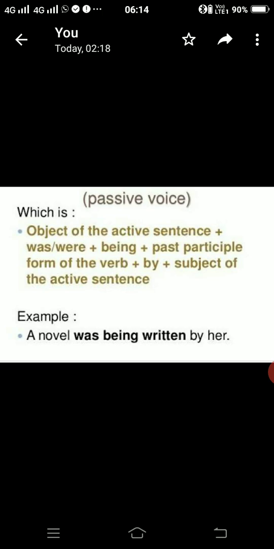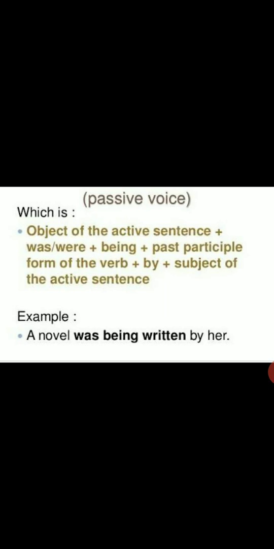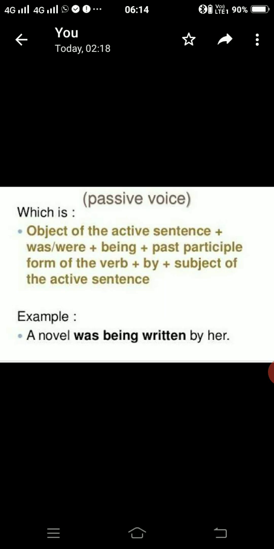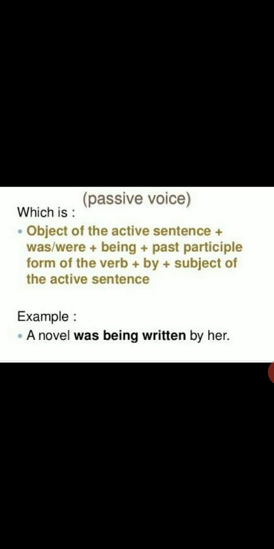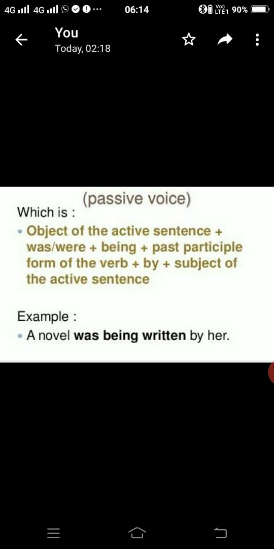Now let's see, students, the passive structure of this tense. First of all, what comes? Object becomes subject. So object comes in the beginning. Then it is followed by either was or were according to singular or plural subject. Then plus being plus past participle form of the verb. Past participle form of the verb means third form of the verb, plus by plus the subject of the active sentence. Right? Example is here before us.